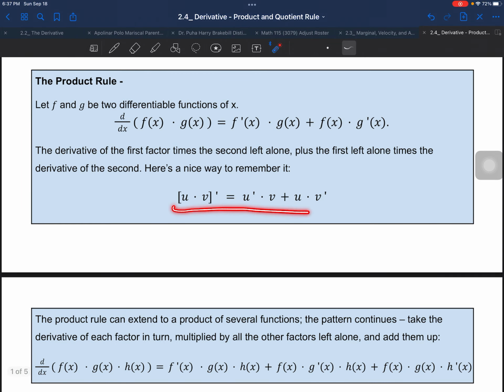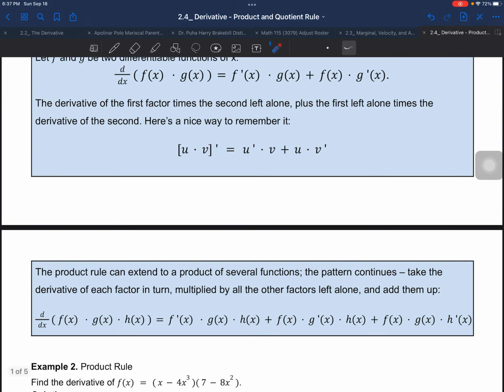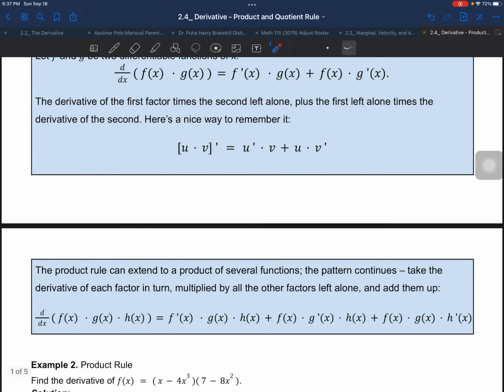And here's another way we can see it, right? Sometimes we would write it this way just because it's easier for us to write it. So it will be the first, the second, the derivative of the product, right? And so the derivative of the first factor times the second one left alone, plus the first one left alone times the derivative of the second one. So that's pretty much what we want to do. And of course we can extend this. So what would be a big, common mistake, right?